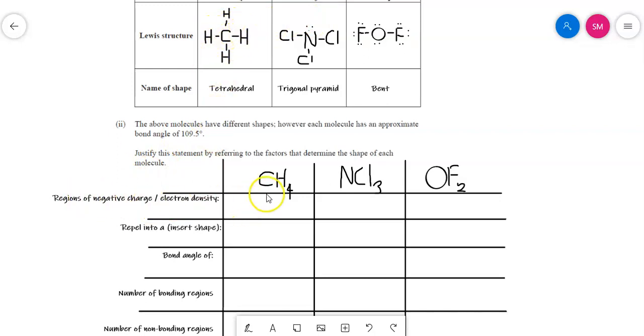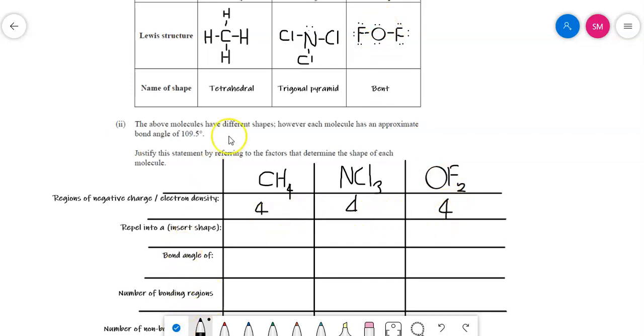So for CH4, we've got carbon that has 1, 2, 3, 4 regions of negative charge because it's got 4 bonding regions. Around the nitrogen, we've got 3 bonding regions and 1 lone pair of electrons. So that still tallies up to 4 regions of negative charge. Around here, we've got 2 bonding regions and 2 lone pairs of electrons. So that's still 4 regions of negative charge.